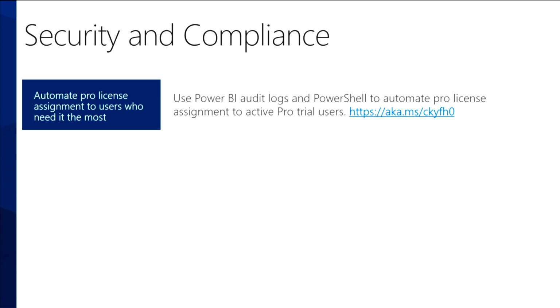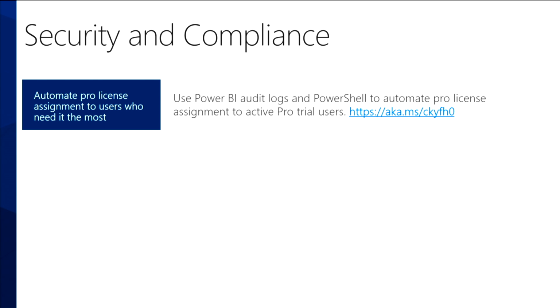Once again, in the audit logs that I showed you earlier, there's one entry whenever a user opts into the pro trial. So what you can do is look at users who opted into the pro trial and then filter those users by high activity, and then you can automatically assign pro licenses to them. So that link out there, there's nothing much to demo here because it's a bunch of scripts that run. But this deck is going to get shared. You can take a look at it.